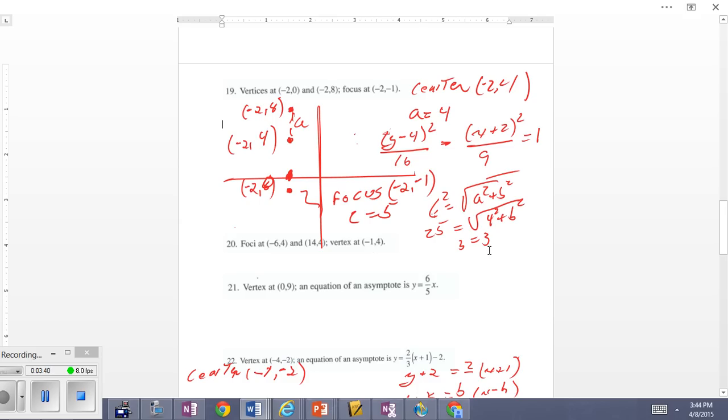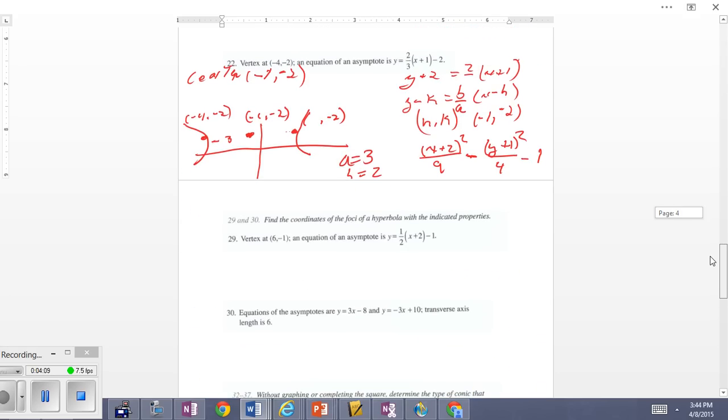Solving that, I'll find that B is 3, and I can put that into my equation for my hyperbola. Since it's opening up and down, as we first determined, my y term is written first, and the A term is written underneath it. My center points are indicated in this form as well. Let's get another one out of the way here.